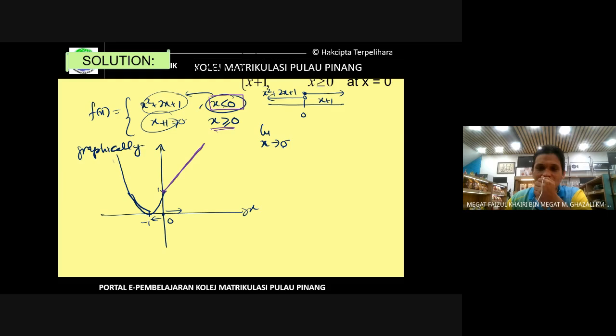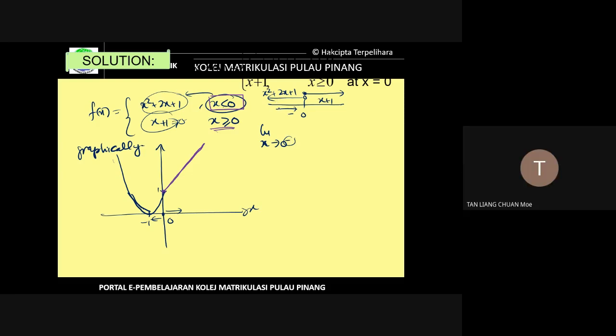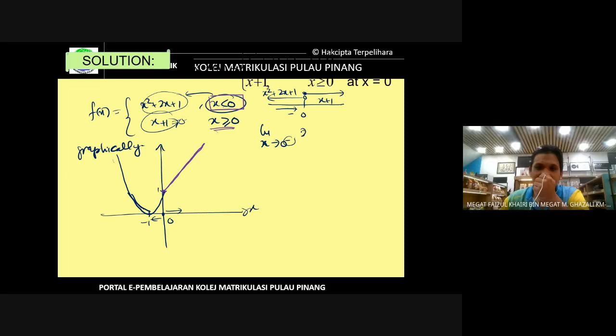So now class, x approaching to 0 from left. Which function are we talking about then? X squared plus 2x plus 1 or x plus 1? Anyone? If x approaching to 0 from left, which function are we talking about? X squared plus 2x plus 1. Okay, x squared plus 2x plus 1. And limit of x approaching to 0 from right, of course it goes to x plus 1.